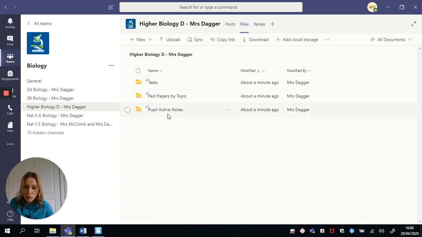There will also be pupil active notes. So basically, when I think we've done enough work and we're quite comfortable with the unit, I'll then get you to fill in your own notes. You can either print them out and fill them in by hand, or they're a Word document that you'll be able to edit, so you can do it that way if you like. And then once we've done that, there'll be past papers in there that will be arranged by topic. So you'll be able to know, I can do this little bunch of past papers now.